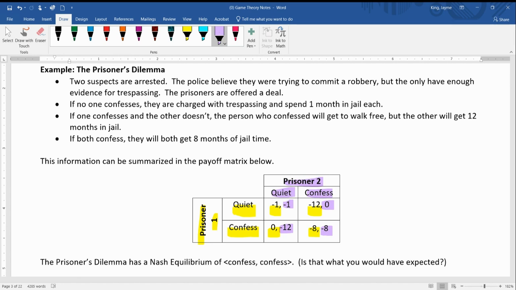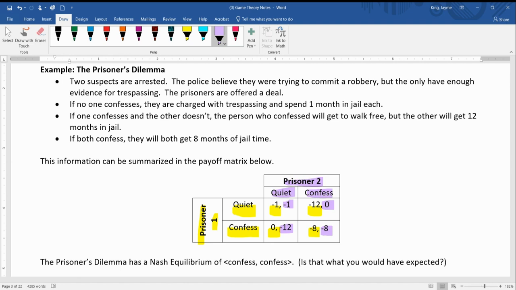Okay, so as you look at this table here, you can probably pretty easily say, well, clearly the best choice is for them both to keep quiet, right? Because then they both get a month in jail, but at least nobody's going away for a year. So that would be the best possible option. Okay, but it's not a Nash equilibrium.